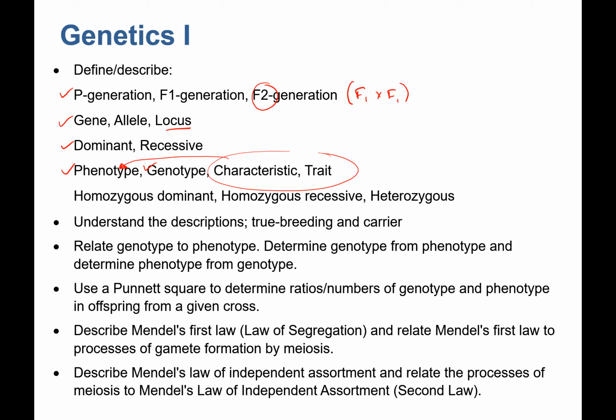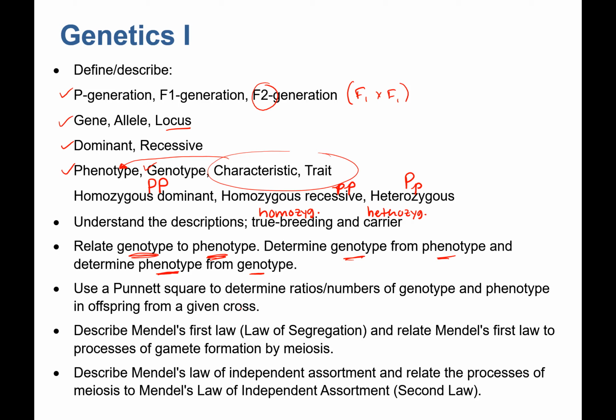What do we see? We've talked about allele pairs can be homozygous dominant, homozygous recessive, or heterozygous. We've said that true breeding means homozygous, and that a carrier means heterozygous. We've worked on relating genotype to phenotype and going both ways, determining phenotype from genotype and genotype from phenotype.